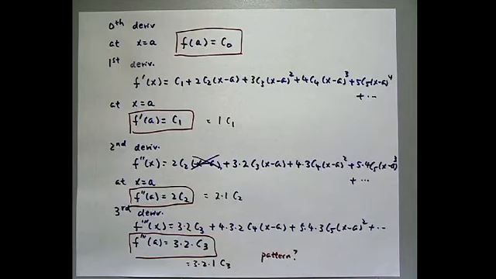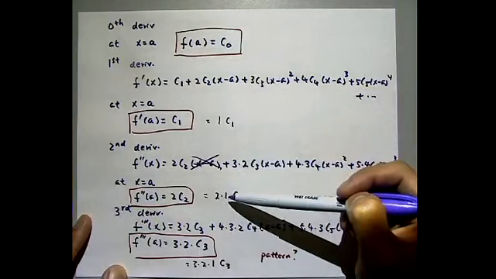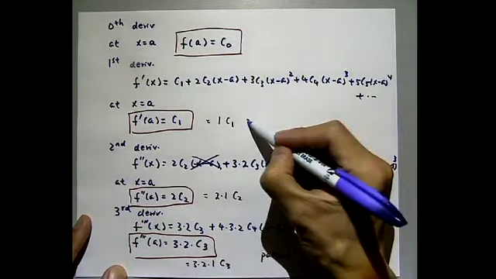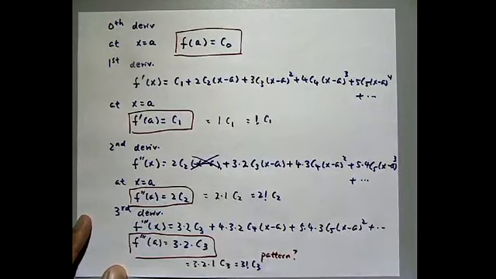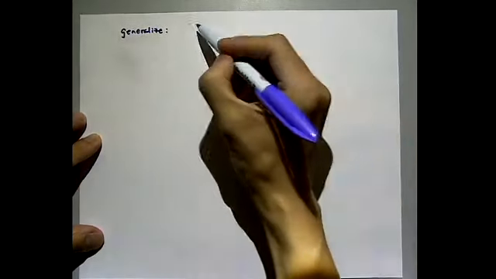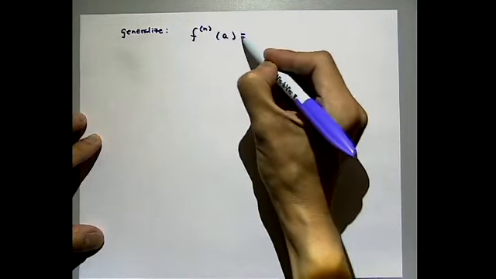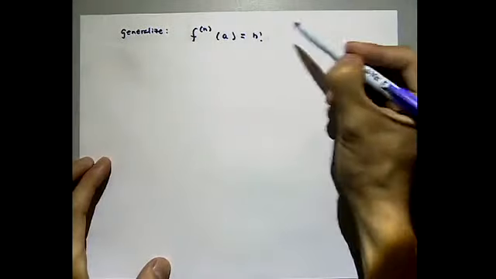All right, so now what kind of pattern do you notice? Yeah, it looks awfully like a factorial, doesn't it? That's 1 factorial, 2 factorial, 3 factorial. That's 2 factorial C2, 3 factorial C3. Generalize that. What would the nth derivative of f at a be equal to, based on the pattern we just noticed? n factorial Cn. See that?